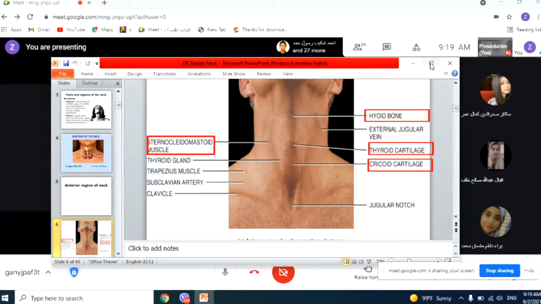Inferior to the Adam's apple is the cricoid cartilage. So below the thyroid cartilage, we have the cricoid cartilage. After that we have the trachea. The trachea is traceable at the midline, extending between the cricoid cartilage and the suprasternal notch. From the lateral aspect, we have the sternocleidomastoid muscle, which is the most striking mark. It separates the neck into two parts: the anterior triangle of the neck and the posterior triangle of the neck.